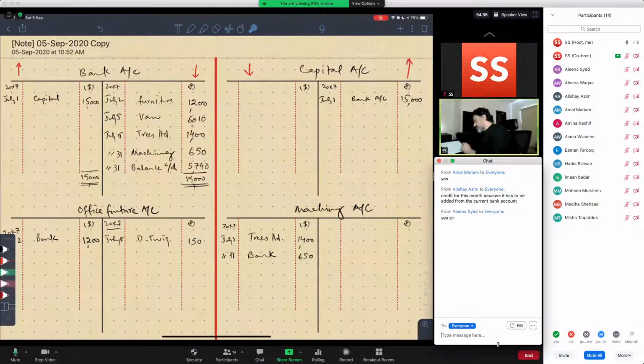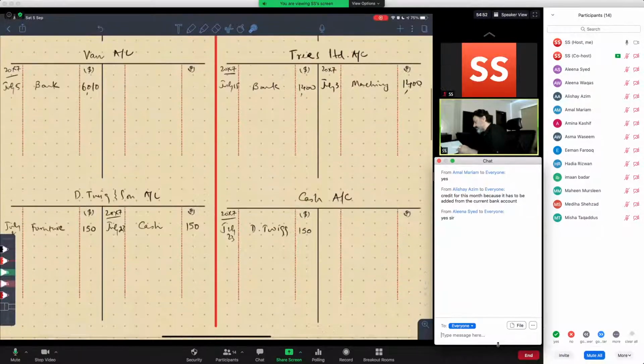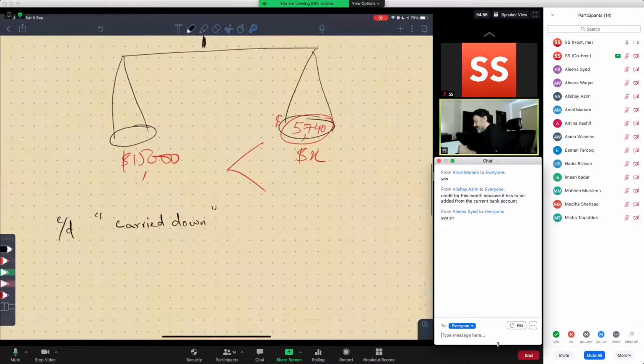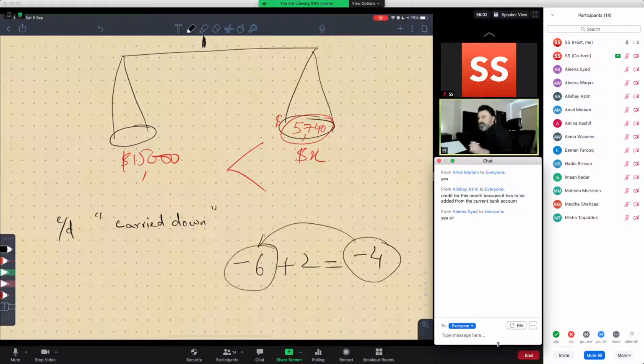When I was studying accounting the first time, I was always wondering, if this balance appears on the credit side, why do we term it as a debit balance? So the answer is again in the mathematics here. Minus 6 plus 2 is minus 4, not plus 4. The outcome always reflects the dominant of the two forces. In this case, the dominant of the two forces is the negative sign.